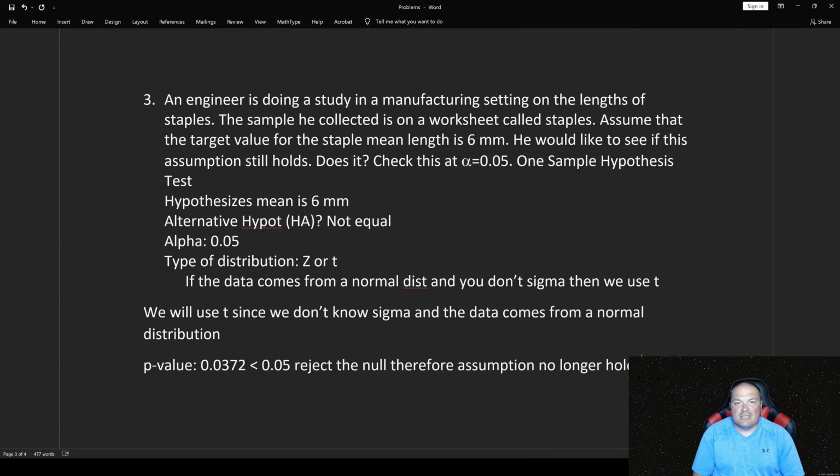Okay, you want to put this in some sort of a setting that your audience understands the worth. What are you trying to do beyond just talking about some Greek letters? Okay, what we were trying to do here is understand if the assumption that the target value for staple mean length is still 6 millimeters. And the answer is, based on our test, that assumption does not hold.